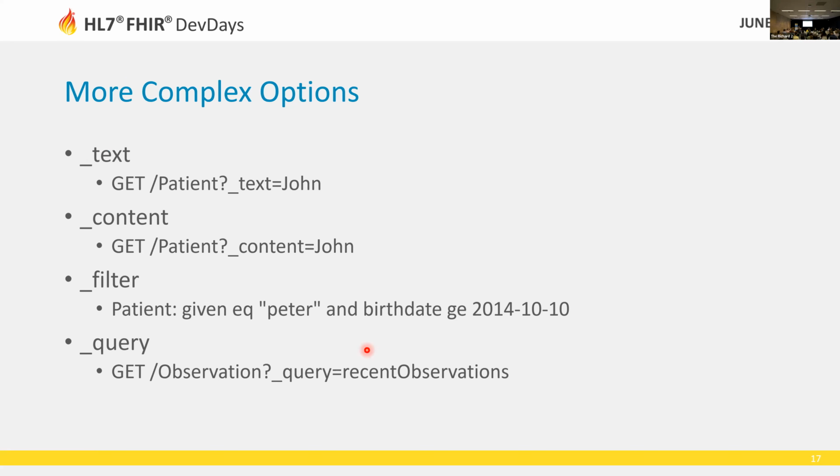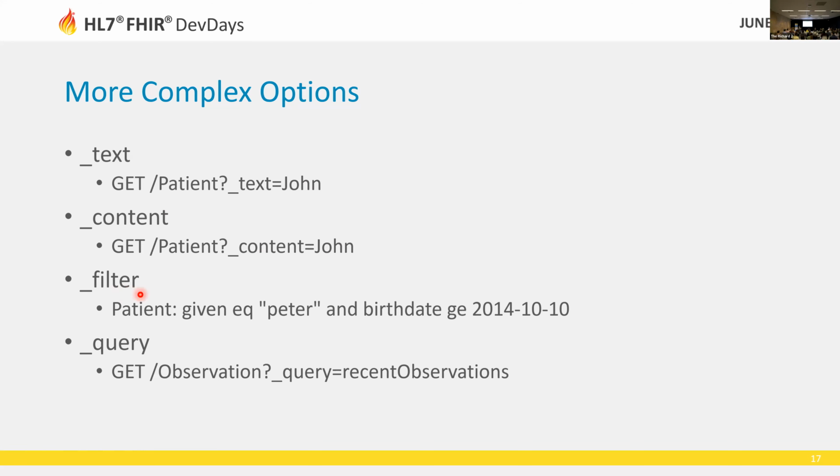More complex options. We have _text parameter. This text parameter basically searches on the narrative portion of the resource. So if you do this, it will find John in all the narratives of the resources, and it will return all those resources which have John in the narrative. You have _content. Along with the narrative, it searches the narrative plus the discrete elements or structured elements as well. So this would be basically that full text-based search.